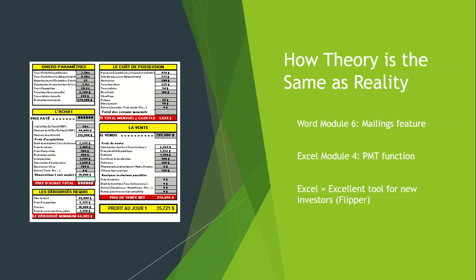Then Excel is also a must for beginner entrepreneurs and investors to analyze numbers. For example, in Module 4 of Excel, we saw the PMT function that's useful to calculate the mortgage payments to do each month. Also, Excel is an excellent tool to handle numbers, as I said earlier. For example, the Club des investisseurs immobiliers du Québec used the Flipper. It's a tool that they made in order to calculate profits for real estate investors that flip properties.